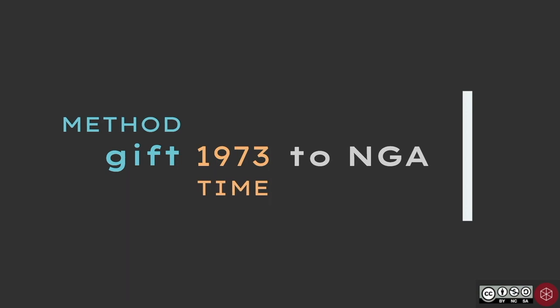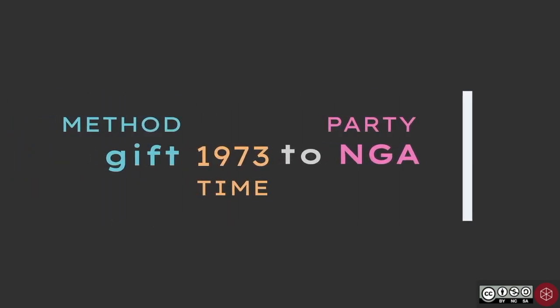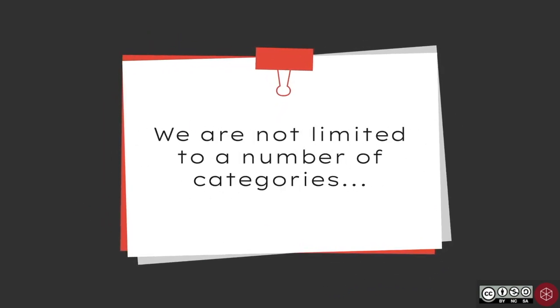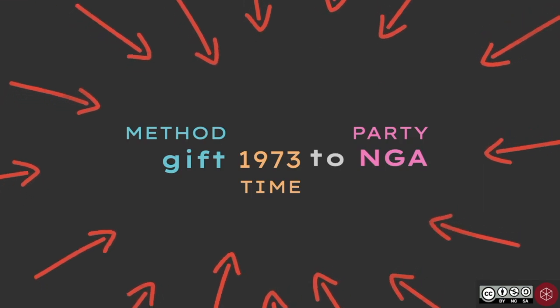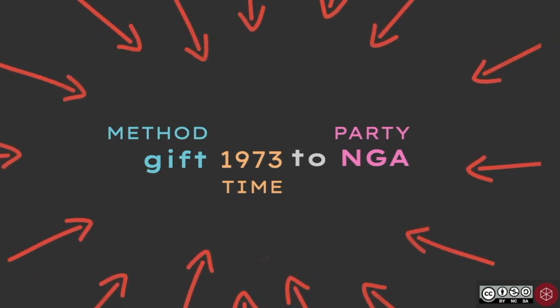Then there is the question of when the event occurred, here 1973, to which we have assigned the span category time. Finally, to the acronym NGA, which represents the party acting in the event, we have assigned the span category of party. But that's not all, for we are not limited to a number of categories and can assign more than one to the same portion of text.